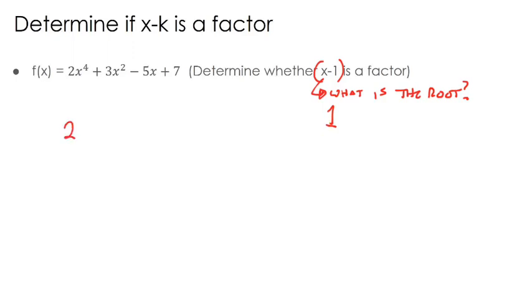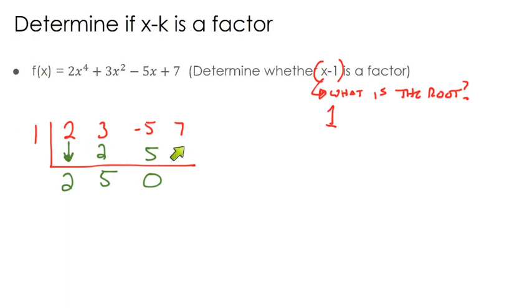So I'm just going to take 2, 3, negative 5, and 7. I'm not going to really go into the ins and outs of synthetic division in this video, but I have that in other videos if you want to watch that. So 2 times 1 is 2. Add straight down and get 5. 5 times 1 is 5. Add straight down and get 0. 0 times 1 is 0. Add straight down and get 7. Because the remainder is not 0, that means x minus 1 is not a factor of f of x.